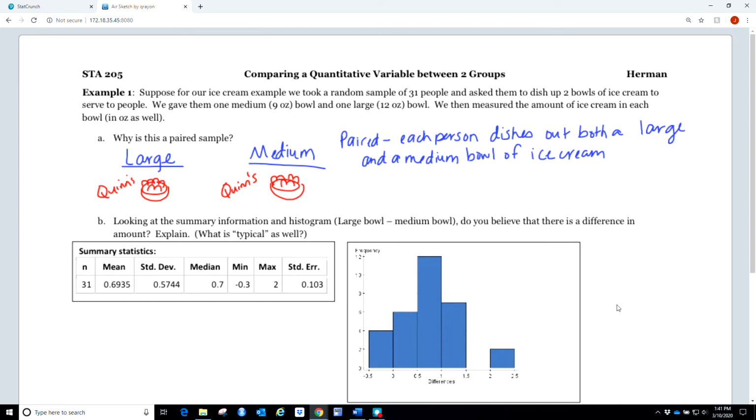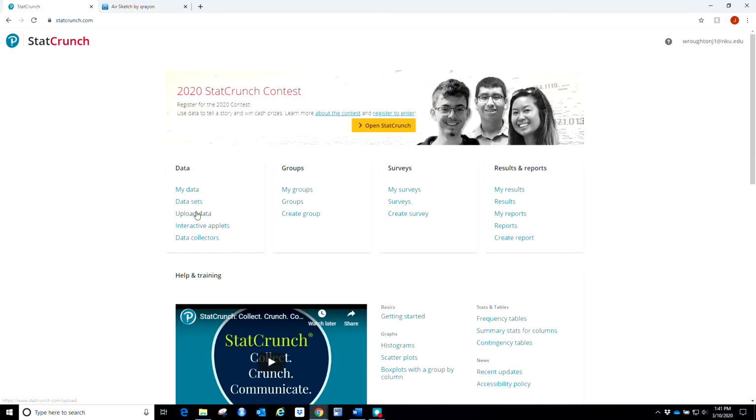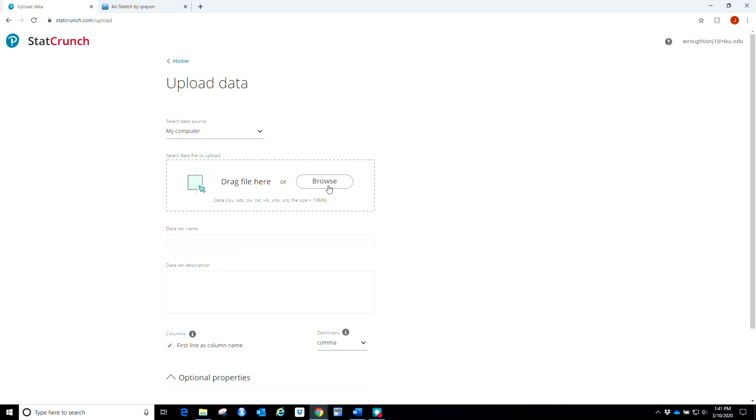So here we're going to want to calculate the difference. Here the difference was calculated as the large bowl minus the medium bowl. For this example, I do also have the data that you need on our Canvas page. So I'm also going to first pull that up onto StatCrunch here for us. So I'm going to upload my data set.